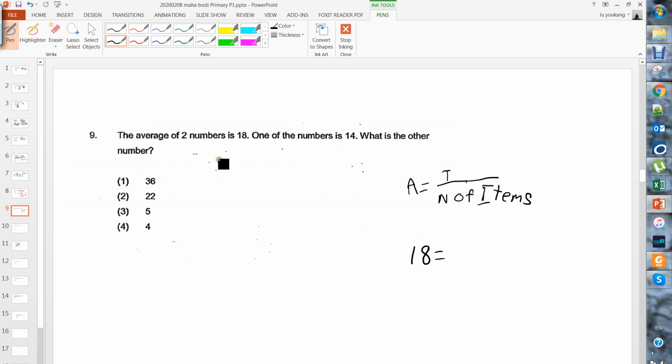How many numbers? Read the question. The average of 2 numbers. So total how many numbers? 2. Okay. So the total is? How do you find the question mark? Give yourself that simple example. Okay, good. So write down first. Very good.